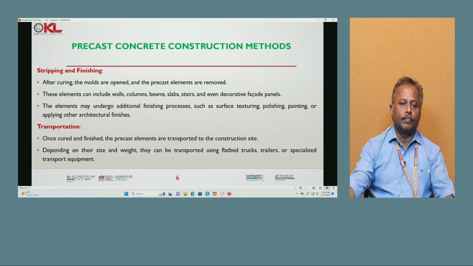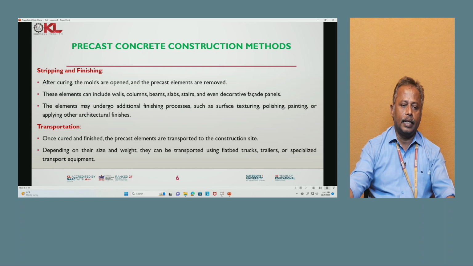Next, stripping and finishing. After curing, the molds are opened and the precast elements are removed. These elements can include walls, columns, beams, slabs, stairs or even decorative facade panels. These elements may undergo additional finishing processes such as surface textures, polishing, painting or applying other architectural finishes.